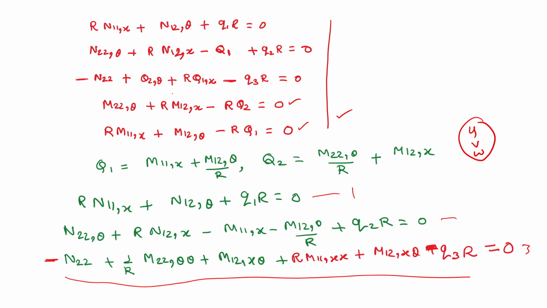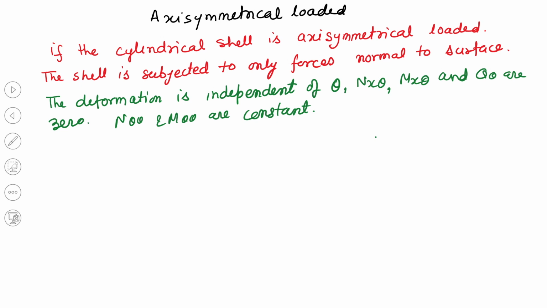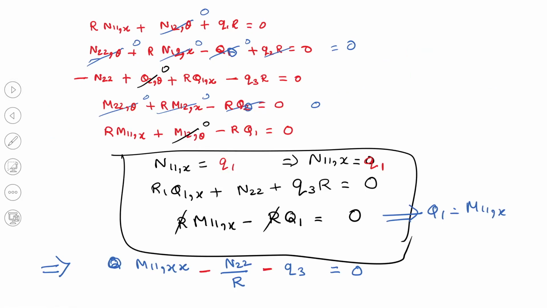Ultimately, a very simple example I am going to solve here is axisymmetric bending. For that case, the deformation is independent of theta, and N x theta, M x theta and Q theta are considered 0. If we take consideration of this, ultimately this gives you these 3 equations: first equation, second equation and third equation.